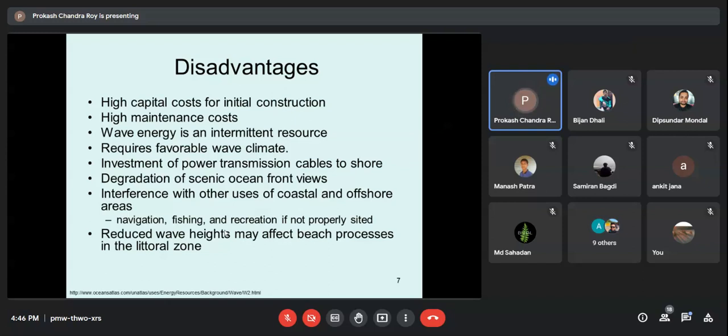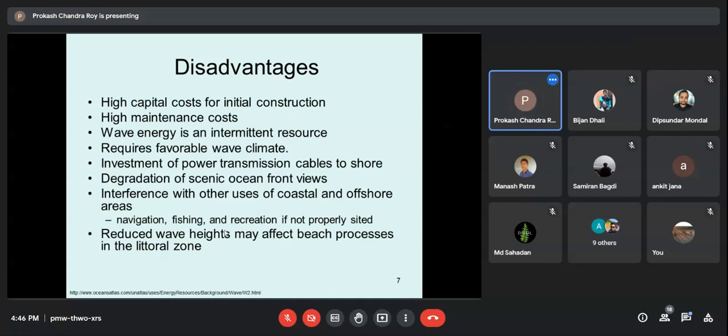And degradation of the scenic beauty. So in most cases people want this ocean to be free of any disturbances. So it should be open. But if some of the plants are there, it will degrade the scenic beauty obviously.